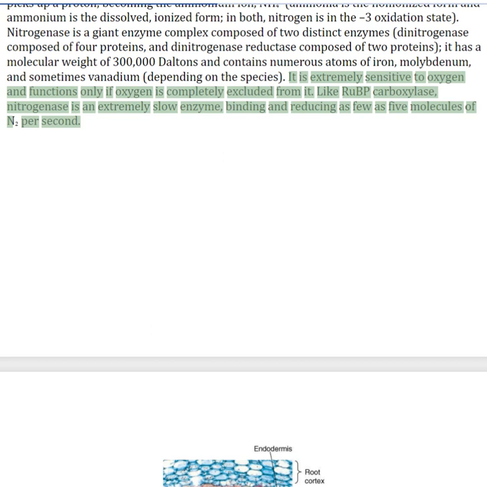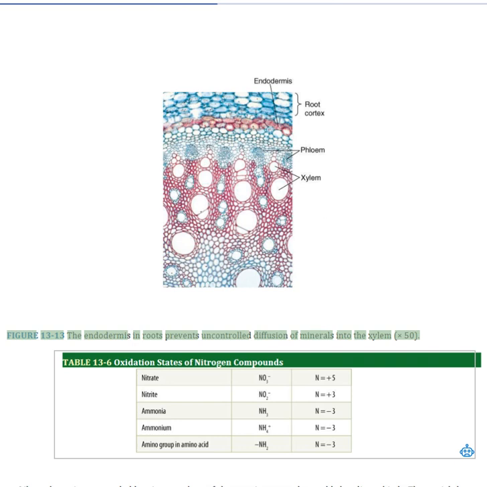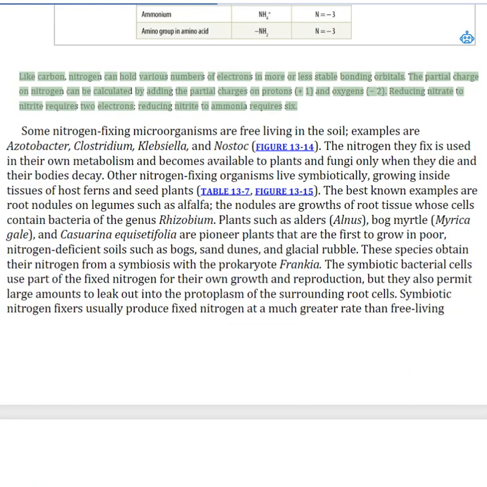Figure 13. The endodermis in roots prevents uncontrolled diffusion of minerals into the xylem. Like carbon, nitrogen can hold various numbers of electrons in more or less stable bonding orbitals. The partial charge on nitrogen can be calculated by adding the partial charges on protons and oxygens. Reducing nitrate to nitrite requires 2 electrons, reducing nitrite to ammonia requires 6.